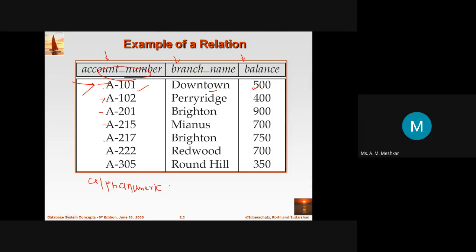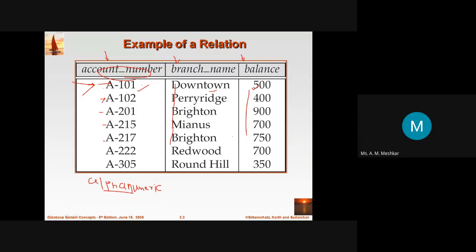What is the domain of branch name? If I've told you alphanumeric string is going to be the domain of account number attribute, then what is the domain of branch name attribute? Yes, but just by looking at these values, can't you tell me the domain? Okay, what is the domain for balance? Third attribute? Yes, speak up.